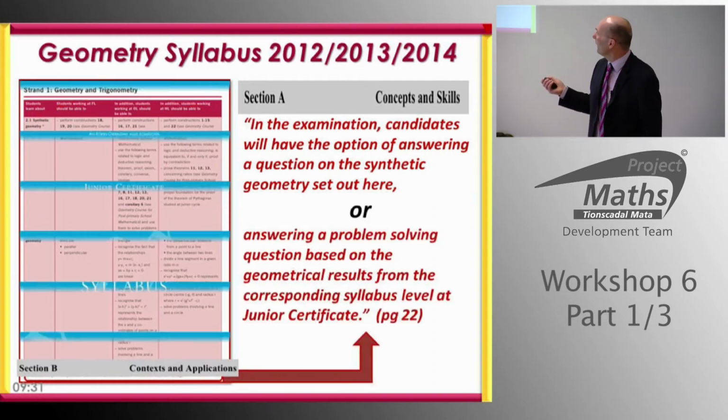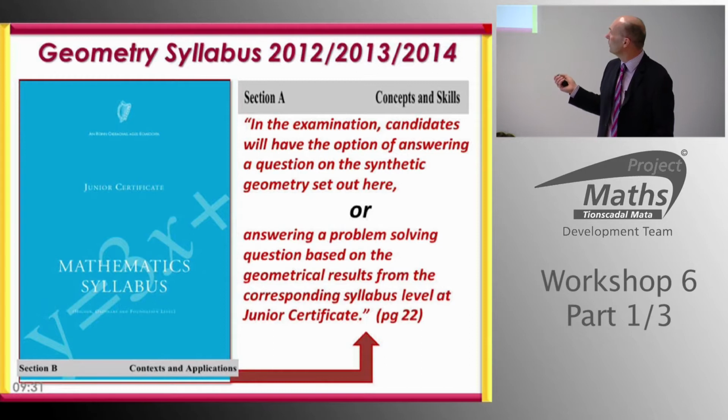Part B of that question comes from the junior cert syllabus. Okay, so that's how that question is split up. Does that make sense? So it's part A and part B. Part A comes from section 2.1 of the syllabus. Part B comes from the junior cert.